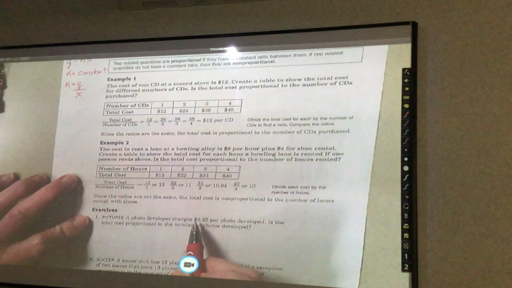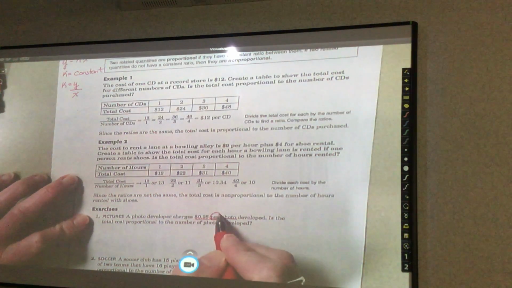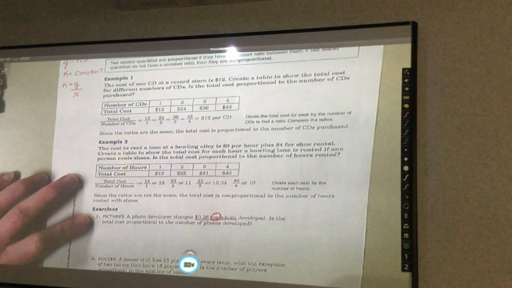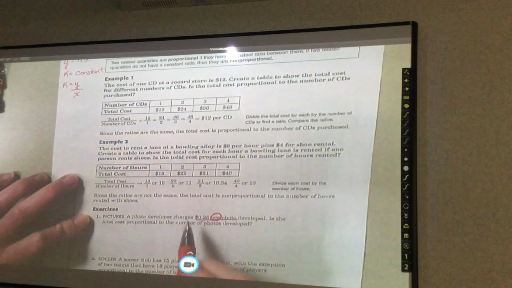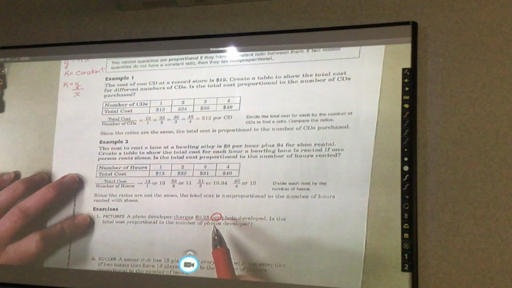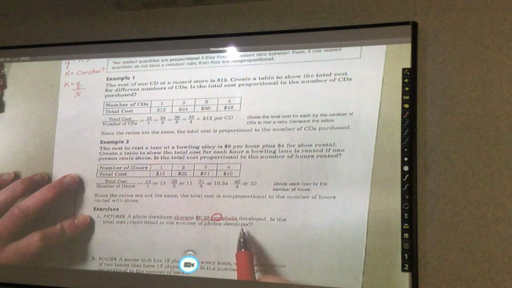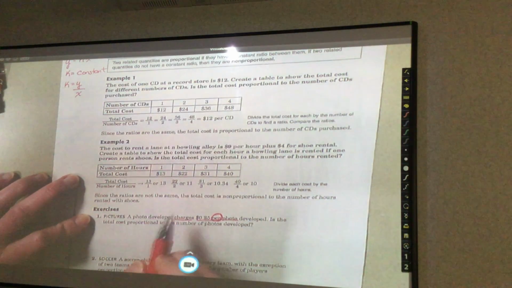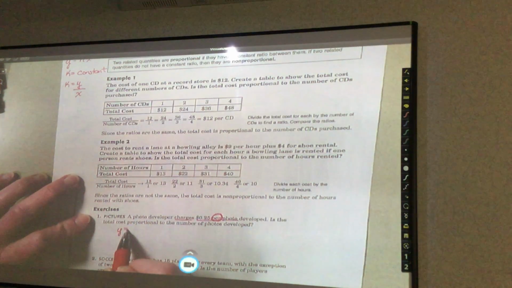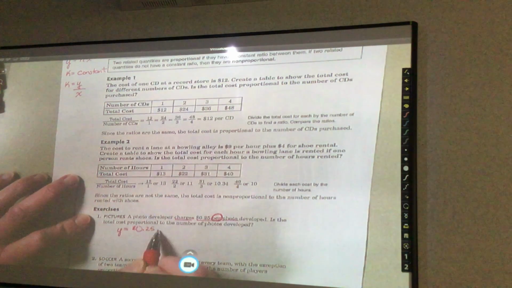A photographer developer charges 25 cents per photo. Per means I'm going to do what? You could either multiply or you could divide. But if I'm charging it, I'm not adding, I'm going to multiply. Is this total cost proportional to the number of photos developed? If you want, you can draw a chart, but let's just start by making an equation. Y equals, how much is it for each one? 25 cents. So it'd be 0.25 times x.